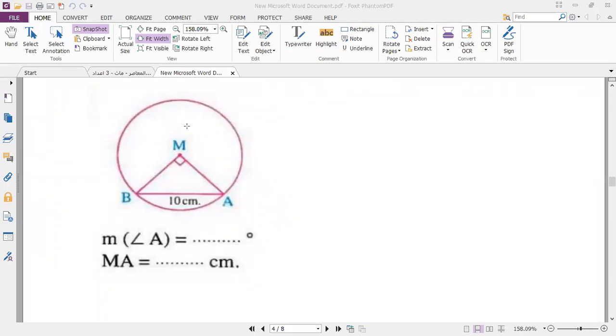What is the measure of angle A? MA is a radius in the circle and MB is a radius in the circle. So this triangle is an isosceles triangle. So to get the size of angle A, just subtract 180 minus 90, then divide by 2. It's going to be 45. And this angle equals 45.